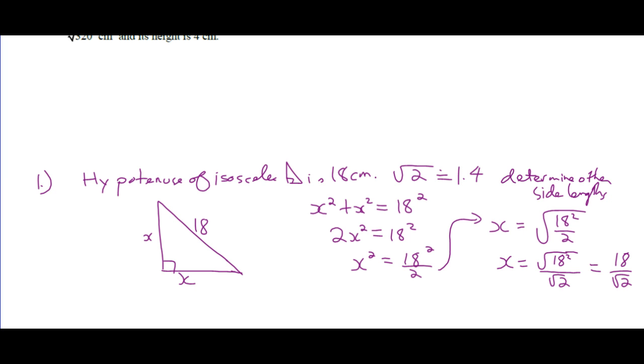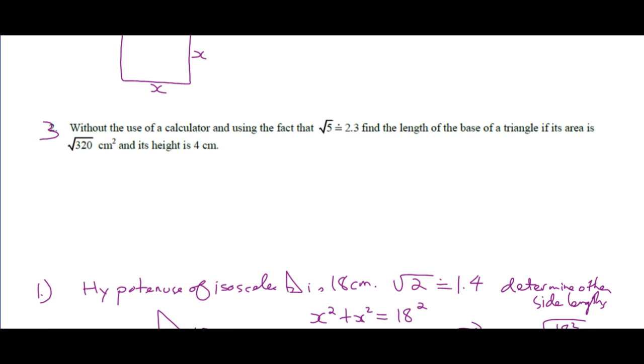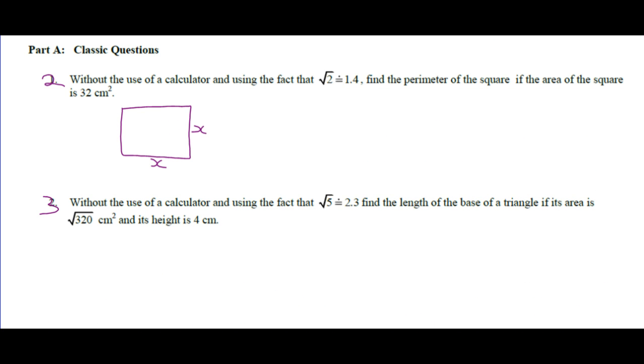Okay, and we're given that root 2 is about 1.4, so we want to take 18 divided by 1.4, right? That's going to be our centimeters, right? That'll be the length of the other 2 sides. So 18 divided by root 1. All right, now see if we can move back up.